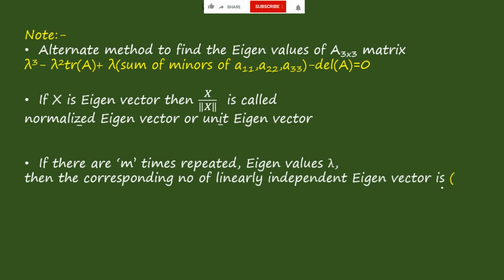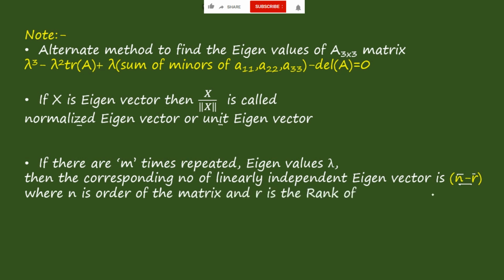Coming to the next one, if there are m times repeated eigenvalues lambda, then the corresponding number of linearly independent eigenvectors is n minus r, where n is the order of the matrix and r is the rank of A minus lambda times the I matrix. You have to remember this one. I'll be solving a few problems on this also. This is a basic thing you have to remember to solve problems very easily.